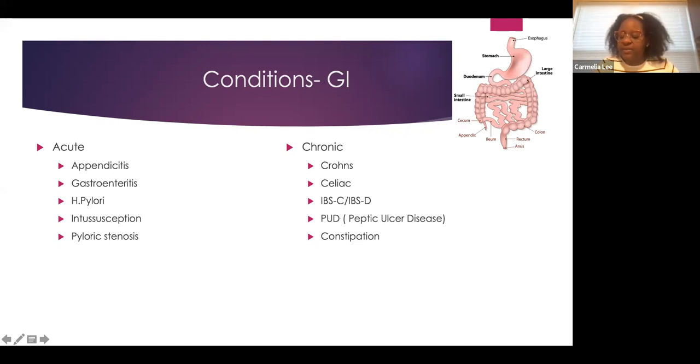IBS and IBD. So that's your IBS, constipation and diarrhea. You may see that in older children, but also a chronic issue. Peptic ulcer disease you may see in younger children as well. And then constipation can be seen really across the board in these children.